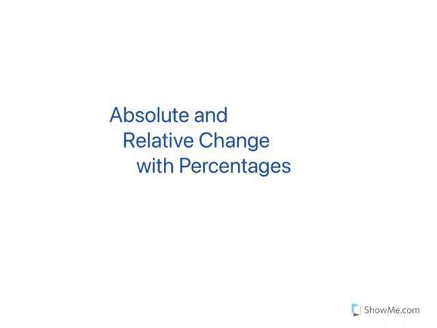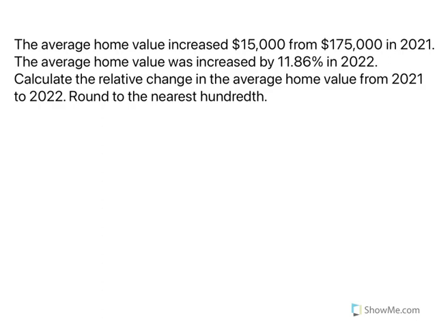Let's talk absolute and relative change with percentages. So this is kind of a difficult example that doesn't really make a lot of sense, but we'll talk through it anyway. The average home value increased $15,000 from $175,000 in the year 2021. The average home value was increased by 11.86% in 2022. So calculate the relative change in the average home value from 2021 to 2022 and round to the nearest hundredth.